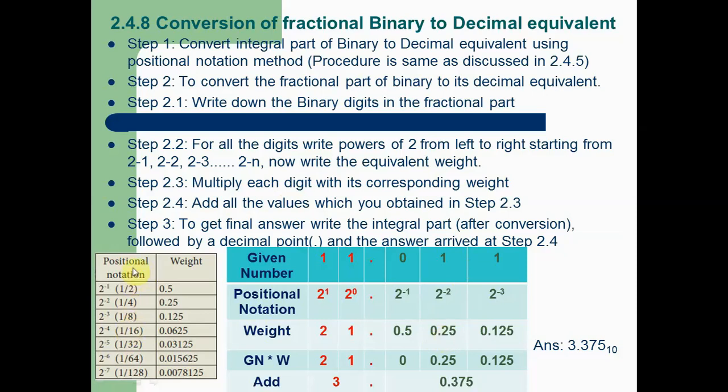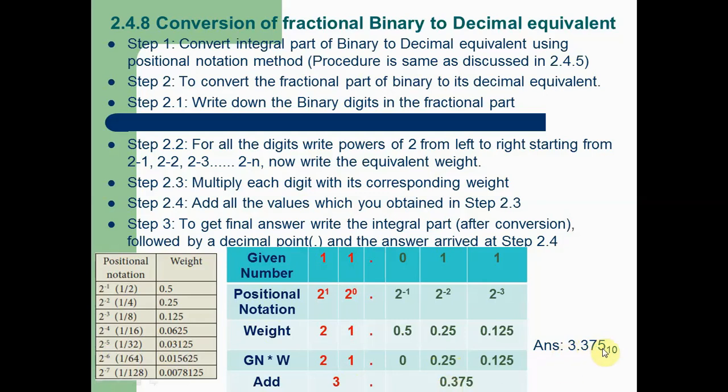Here in the book you can see there are different positional notations and their weight values given. Simply write these positional notation weight values, and then multiply the given number with the weight. So 1 into 2, 2, 1 into 1, 1, 0 into 0.5, 0, 1 into 0.25, 0.25, 1 into 0.125, 0.125. Then finally add these, 2 plus 1, 3. So 0 plus 0.25 plus 0.125, 0.375. So write the number from left to right like this, 3.375.